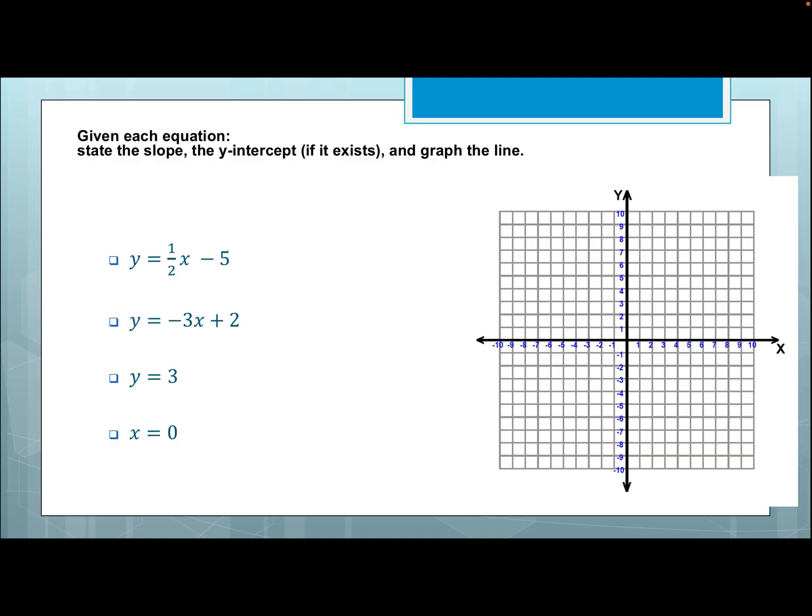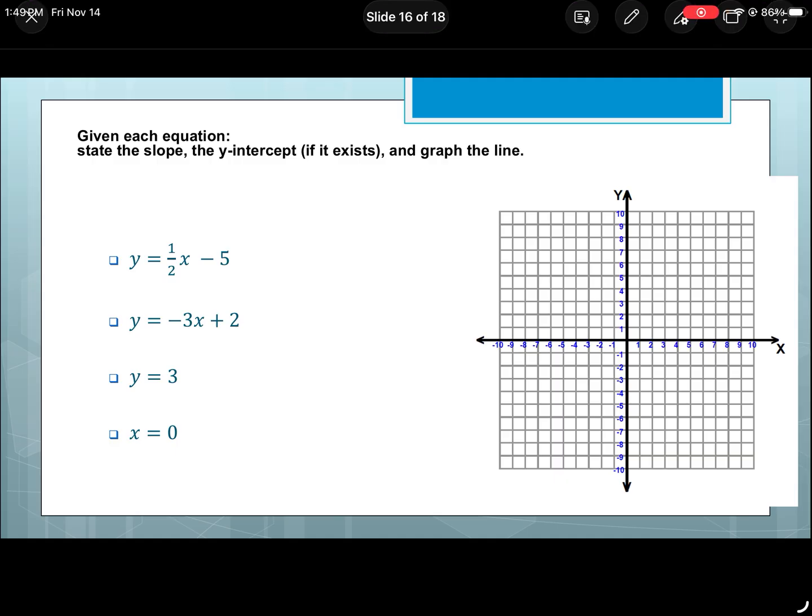Given each equation, state the slope, the y-intercept if it exists, and graph the line. So it's basically everything we've done, just putting it all together. So just a quick recap of all these things then. Let's do the slope in red, and let's do the y-intercept in something else.